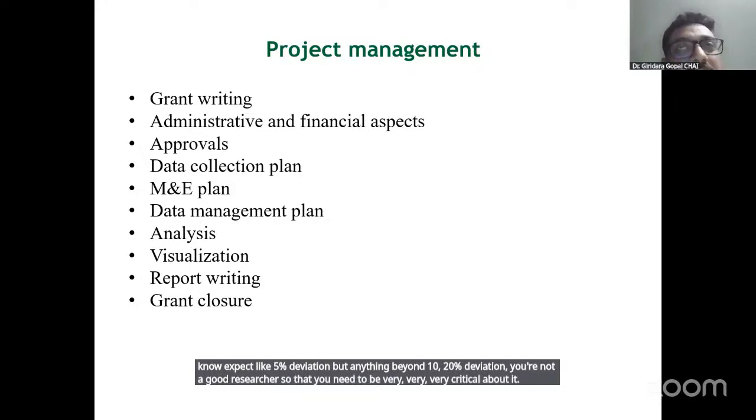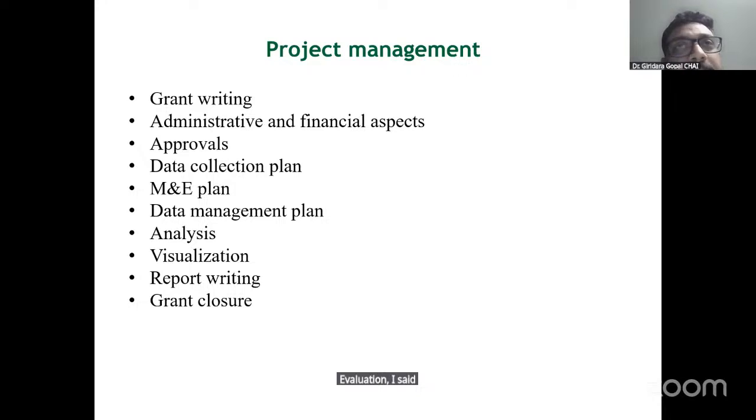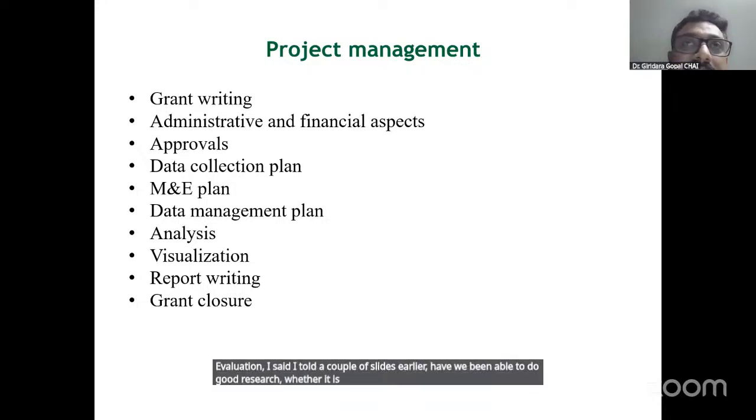Evaluation, as I told a couple of slides earlier: have you been able to do good research, and is it able to translate into policy? Are you doing meaningful work so that you are able to affect the lives of the people, thanks to the intervention or things that you have studied? Yes, you have to evaluate yourself. And then comes a data management plan.